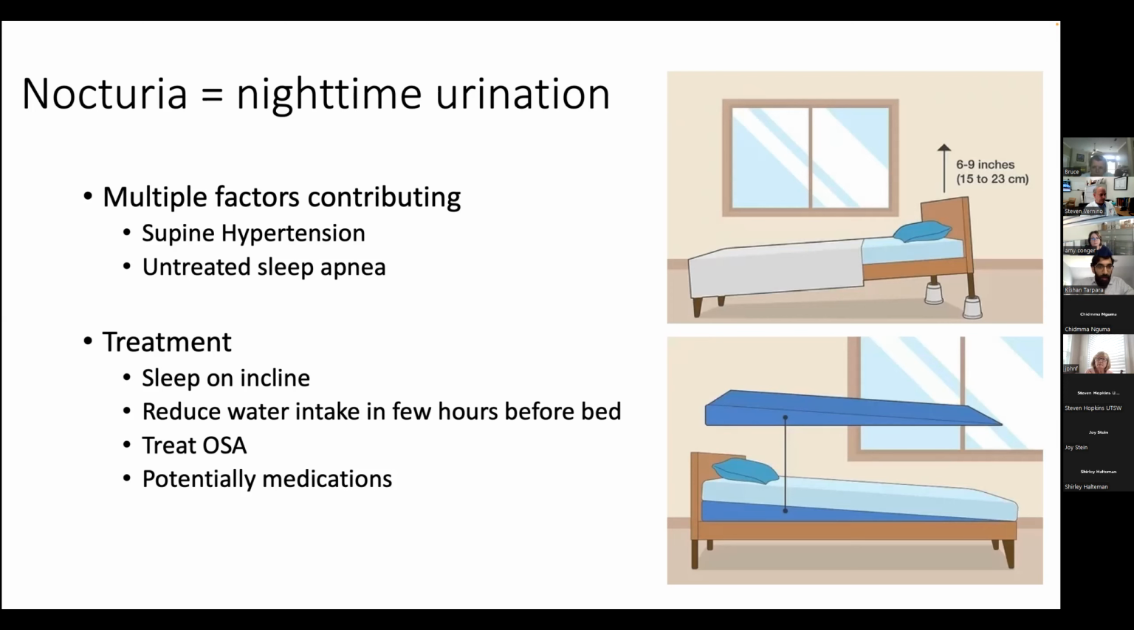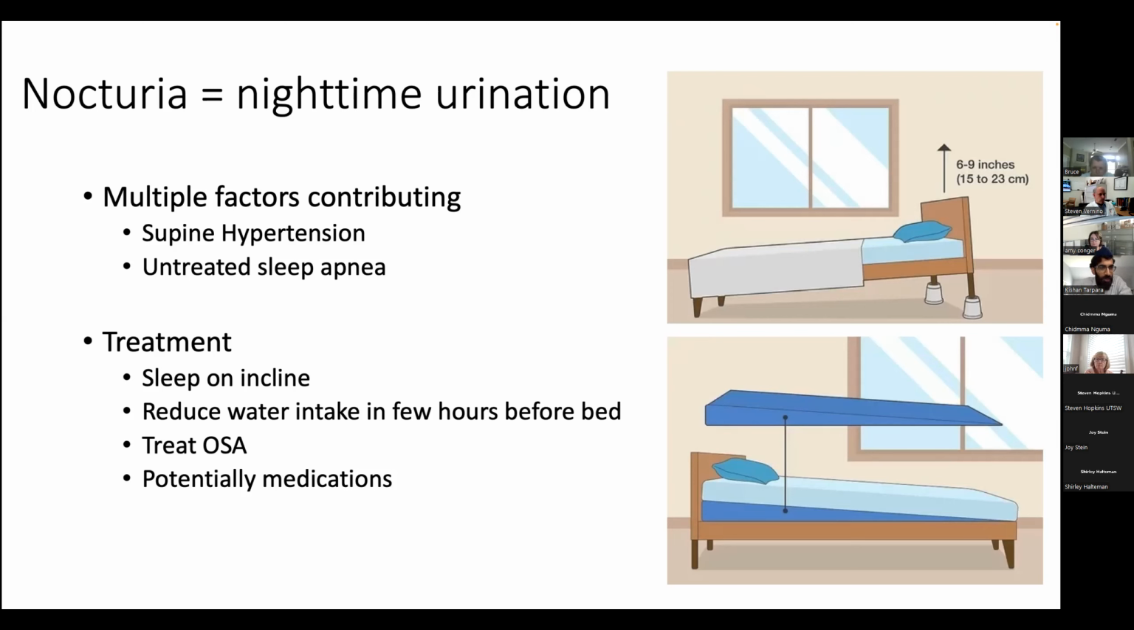So there are multiple reasons why it is recommended for patients with MSA or autonomic failure to sleep on an incline, one of which is to reduce the nighttime urination. The other is to reduce the blood pressure while you're lying down. So it's kind of two-pronged, or multiple reasons to try to sleep on an incline.